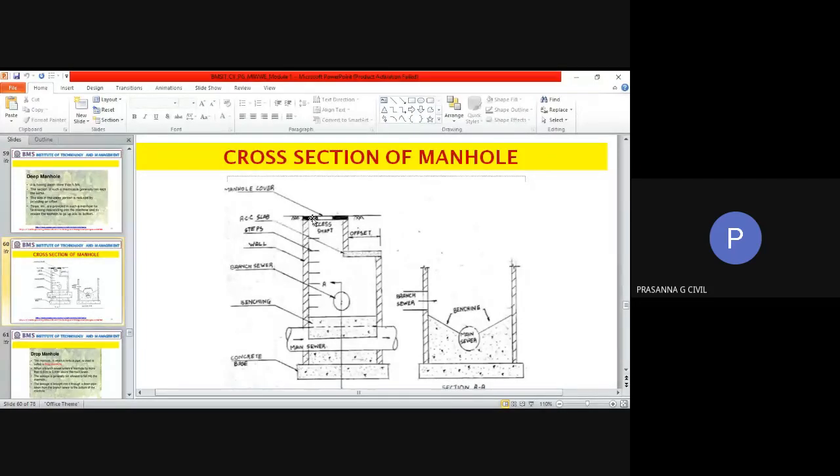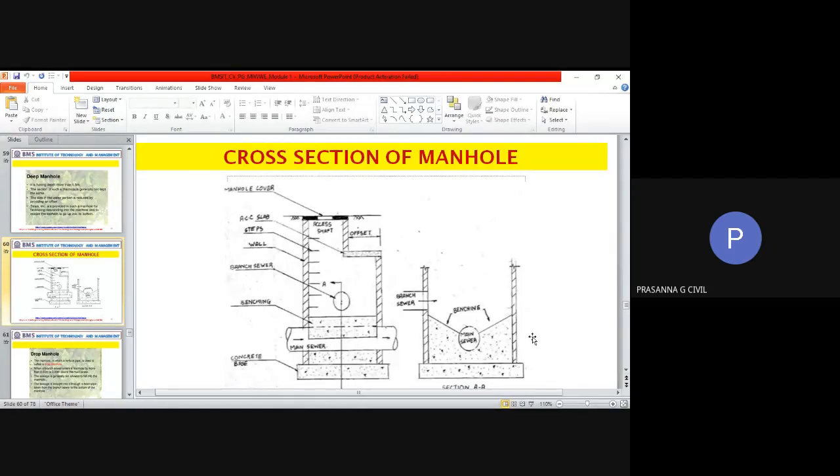The working chamber is a large chamber, and you will have it of a minimum size 0.9 to 1.2 meters. So that means almost 1 meter height and about 1.2 meter width will be there. And if it is a circular manhole, you can have it in rectangular shape or you can have it in cylindrical shape. It may have about 1.2 meter diameter. The bottom portion, which we call benching, where the invert of the sewer is laid, is kept in cement concrete.